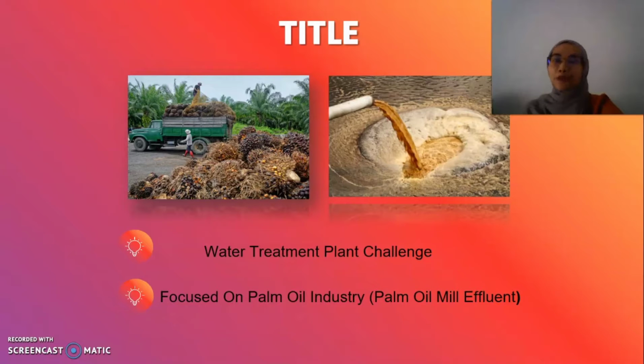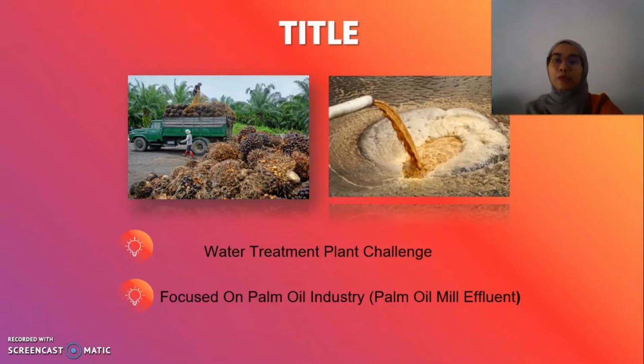I will introduce a little about what palm oil mill effluent actually is. Palm oil mill effluent, also known as POME, is oily wastewater generated from palm oil processing mills. Basically, it is derived from processing the palm fruit, and it incorporates dirt, leftover oil, suspended palm oil solids, and also fluid.